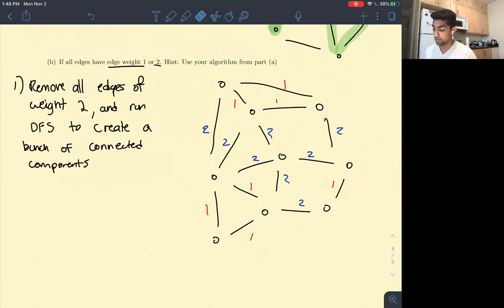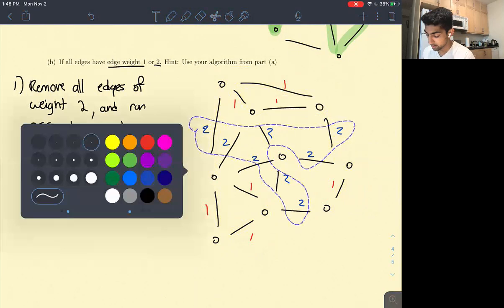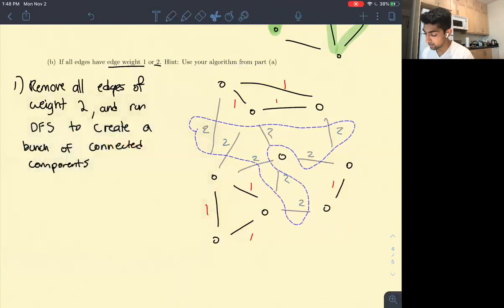Okay, perfect. So what I want to do first is remove the edges of weight 2 because we want to add them after we add all the edges of weight 1. Okay, so let's see if I can quickly isolate all of these, and I'm just going to change the color for the time being. Perfect.